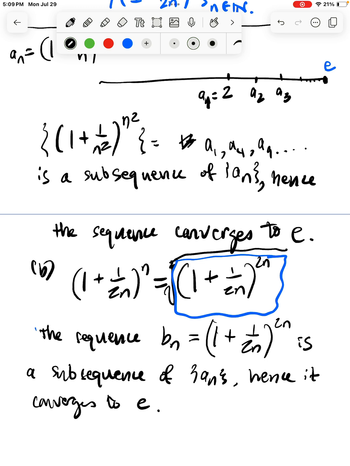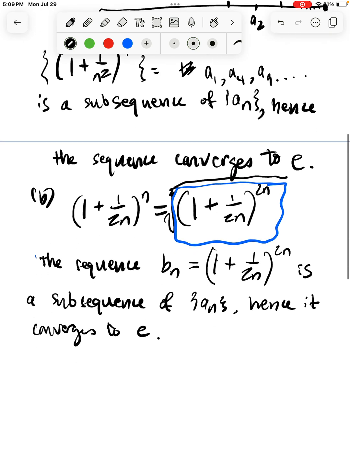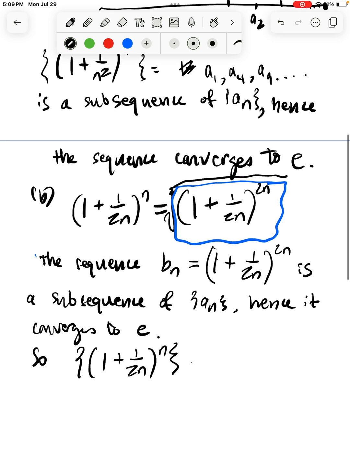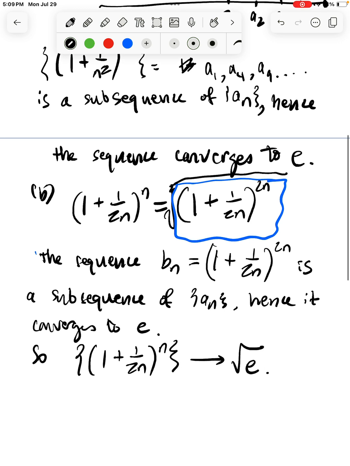Again, we're using the theorem that says that every subsequence of a convergent sequence converges to the same limit. Since the inside term converges to e, what does the square root of that converge to? It converges to the square root of e. So this sequence converges to the square root of e. So that's the answer.